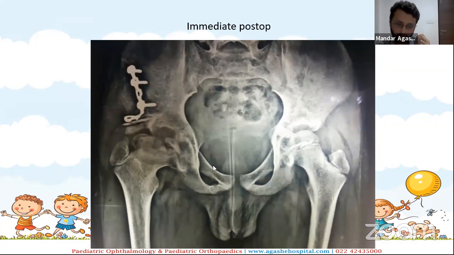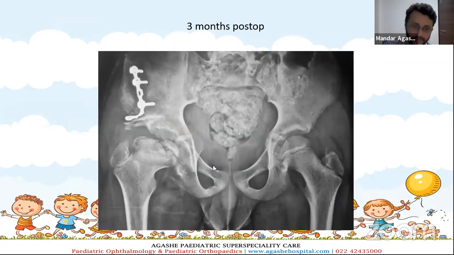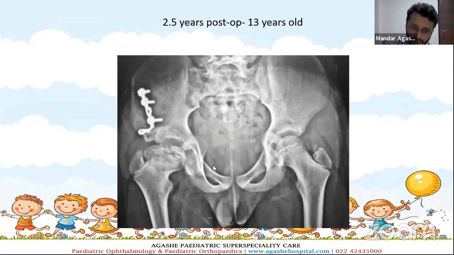So this is the immediate post-op. Put a lot of cancellous graft over it. This is at 3 months. The graft is still there, and this is a 2.5-year post-op follow-up. So I'll say it's about Stulberg 3, which, looking at the previous X-ray, I think was a fair result after everything which has happened.